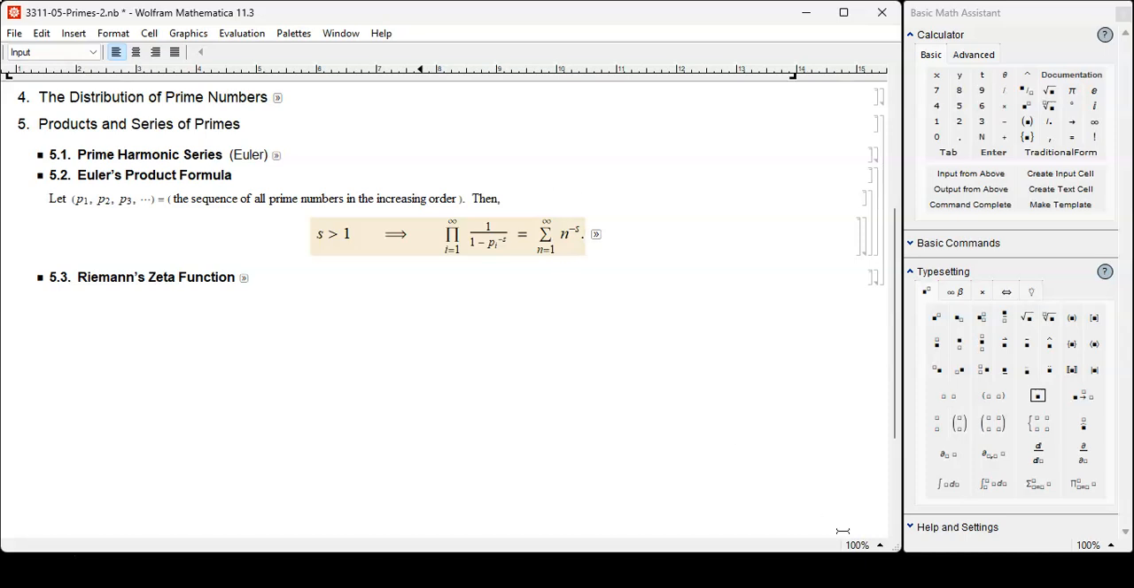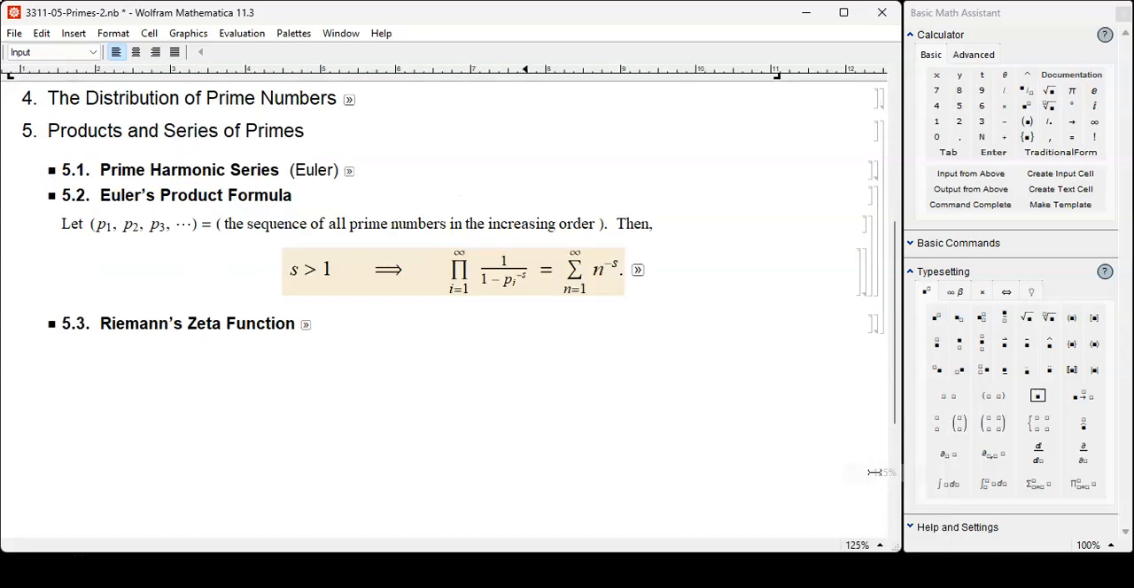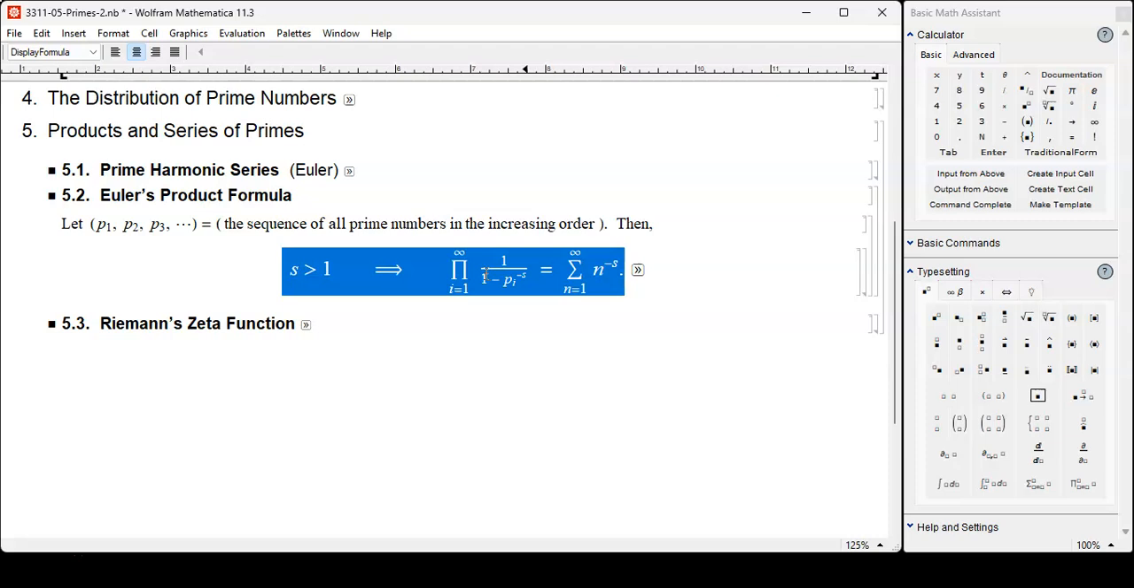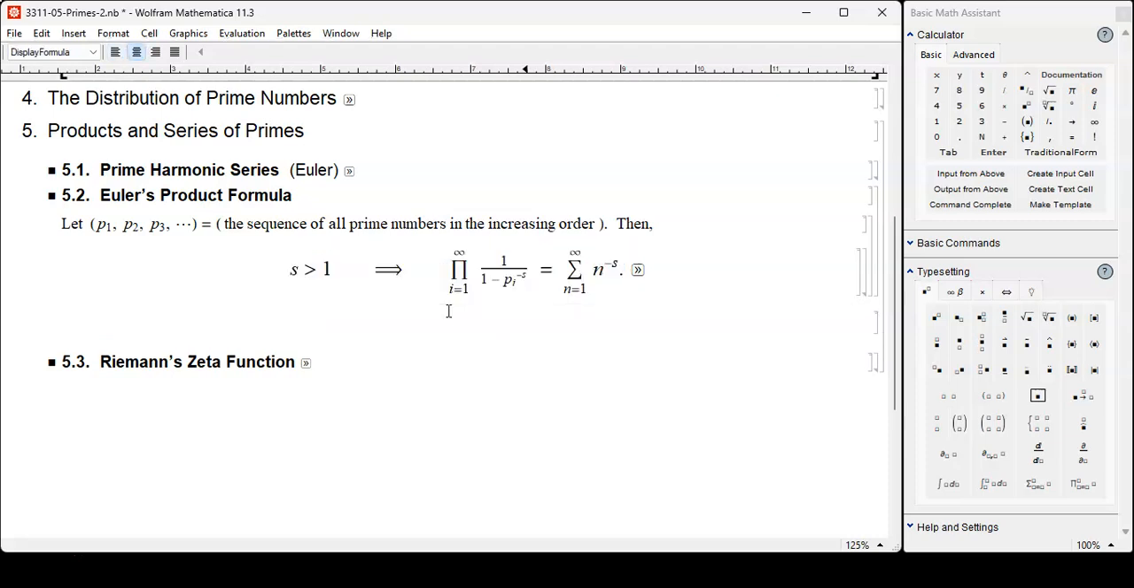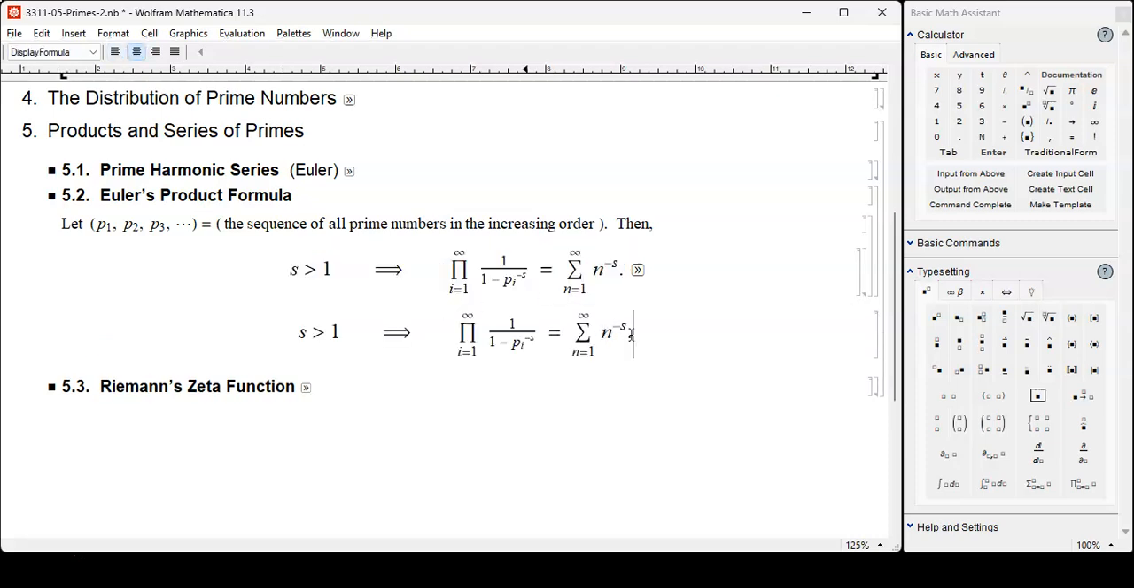And look at the right-hand side. Does it look like something we studied just now? N to the negative s power. It's the same as 1 over n to the s power. When s is greater than 1, then by the integral test, this series converges. And as for the left-hand side, 1 over 1 minus, this too can be written as an s power like this.